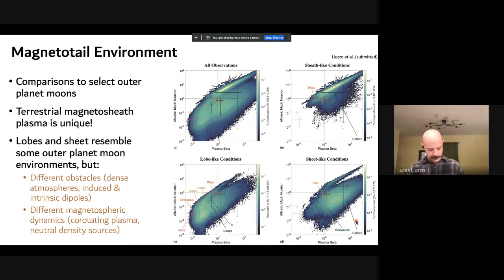At Saturn and Jupiter, they have moons close to the planet that are continuously emitting material. For Saturn, it's Enceladus with its plumes, and for Jupiter, it's Io with its volcanic activity. And this new plasma that's being introduced into the magnetosphere really dominates the magnetospheric dynamics. This is just not a process that we have at Earth. But either way, it's still interesting to see that these environments can be so similar throughout the entire solar system.